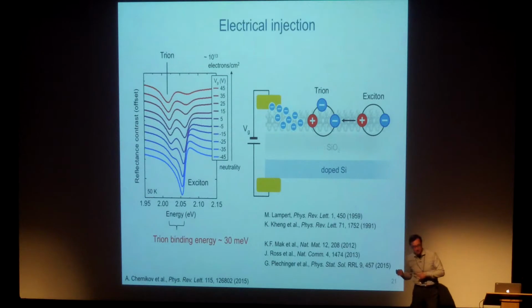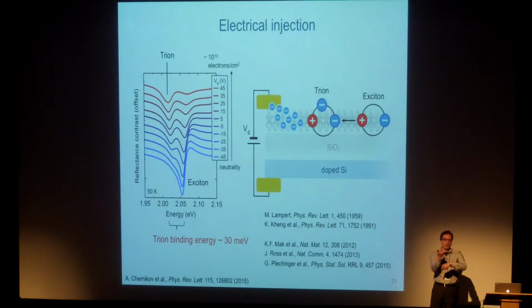In this particular case, the configuration would be in the valence band, so the hole is like this, the electron is like that in the neutral exciton, and then the other electron has spin down.